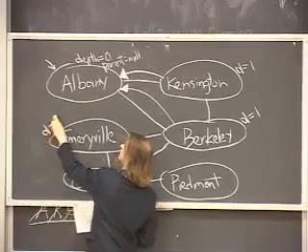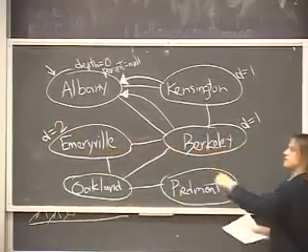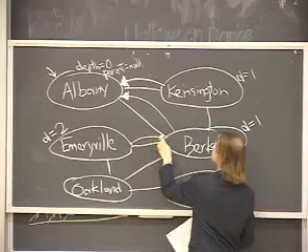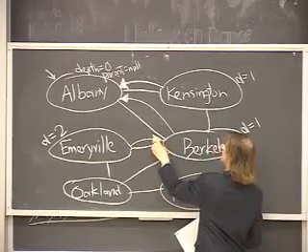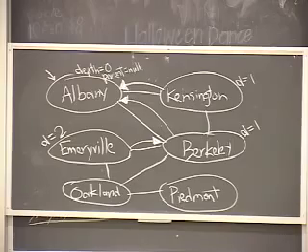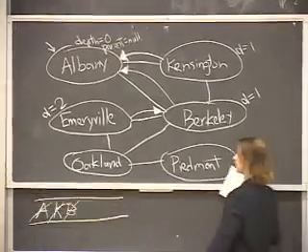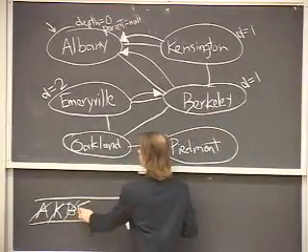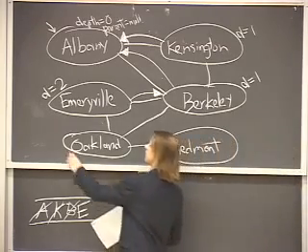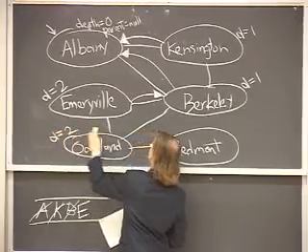And I set Emeryville's depth to 2 because Berkeley is going to be its parent, and Berkeley's depth is 1. So Emeryville's parent is Berkeley. Its depth is 2, and I add it to the queue. The last edge out of Berkeley is Oakland. Oakland's not been visited yet, so I do the same thing with Oakland that I did with Emeryville.